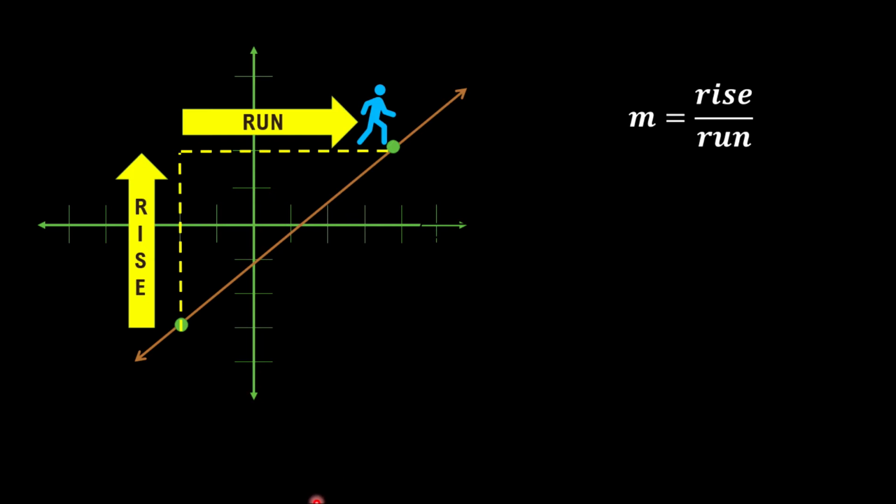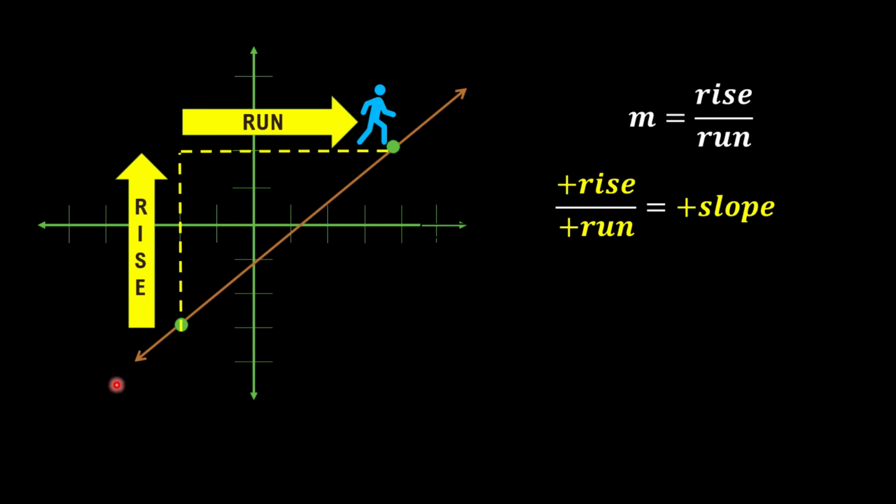Pero meron ba tayong sign na sinusunod when it comes to slope? Meron. And that sign also represents or describes our line. Sa halimbawa dito, yung rise niya, of course, upward, that is positive, and the run is going to our right. So, papunta siya sa right. That means we have a positive rise and positive run. So, a positive number divided by another positive number will give us a positive answer. So, that means this one will give us a positive slope.